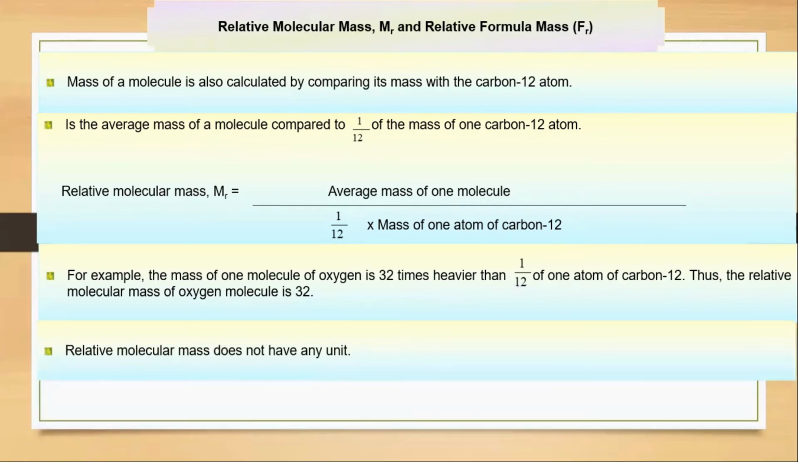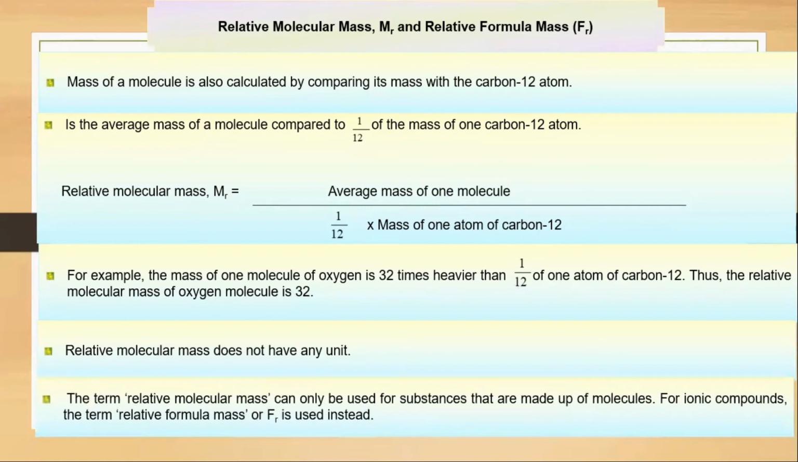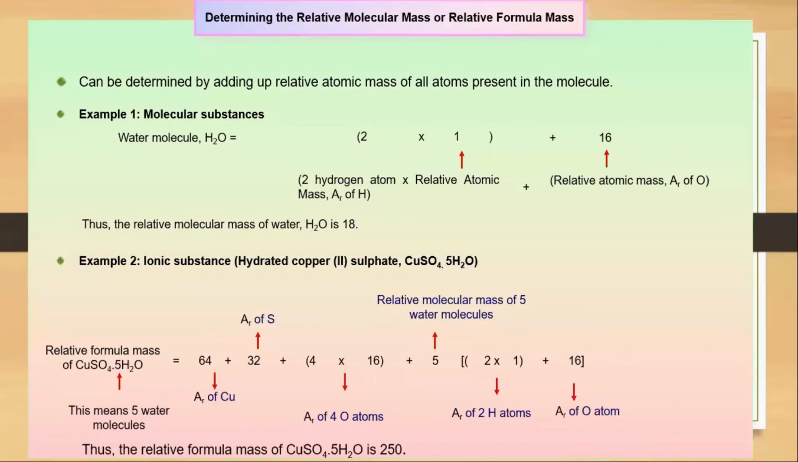Relative molecular mass does not have any unit. The term relative molecular mass can only be used for substances that are made of molecules. For ionic compounds, the term relative formula mass, Fr, is used instead. Let's have a look at the calculation part. How to determine the relative molecular mass or relative formula mass?